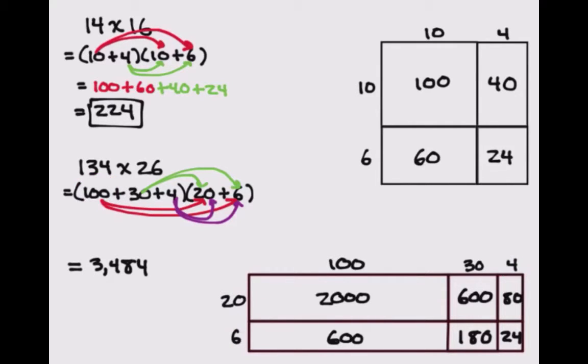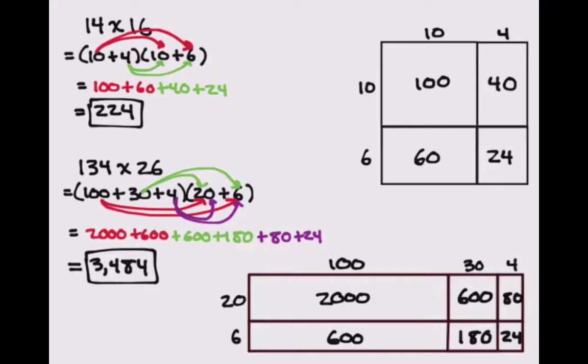And in general, in both cases, what we've done is we've taken each number from the first set of parentheses and distributed it to each number in the second set of parentheses, and then summed up all the results. And in this case, what did we end up with? Well, we ended up with 2,000 plus 600 plus another 600 plus 180 plus 80 plus 24, and when we sum those together, not surprisingly, we end up with 3,484. The product when we multiply 134 and 26.